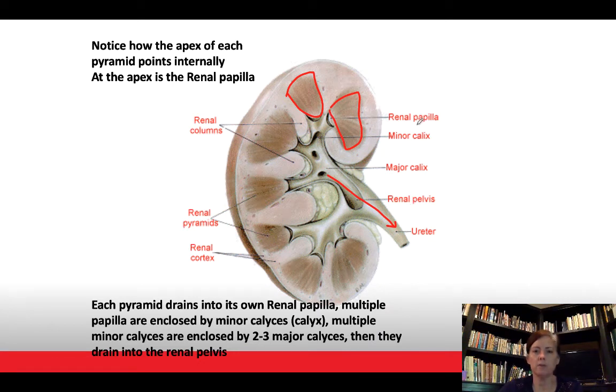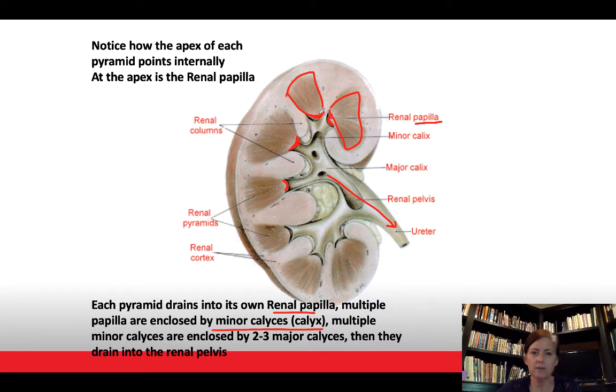So the first one is going to be the renal papilla, which is basically going to be the apex of the pyramid. So you've got this little pointy part here, and I'm kind of drawing each of the renal papilla in red. It's going to be the apex of the renal pyramid. Okay, so each pyramid is going to drain into its own renal papilla. And then you have several papilla from several different pyramids that are going to be basically enclosed by these little structures. They're called minor calyces. Minor calyces, or calyx would be singular.